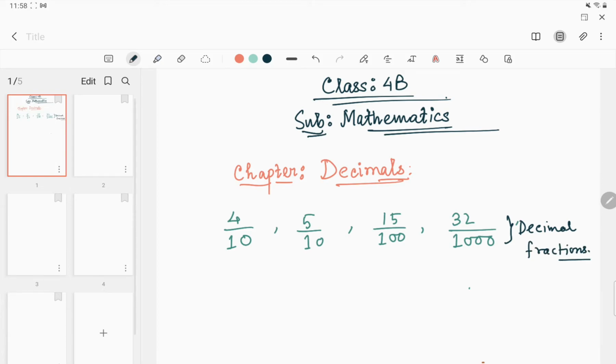So what is the definition of the decimal fractions? The fraction whose denominator is either 10 or 100 or 1000 or a power of 10. So they are called decimal fractions.